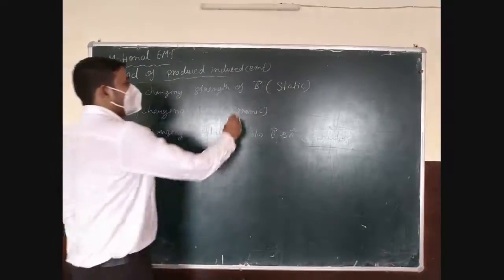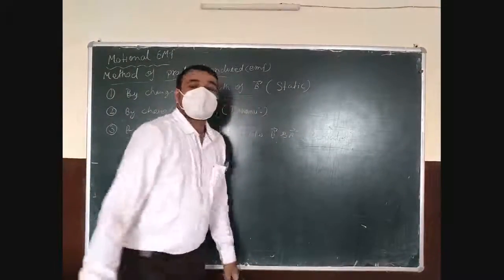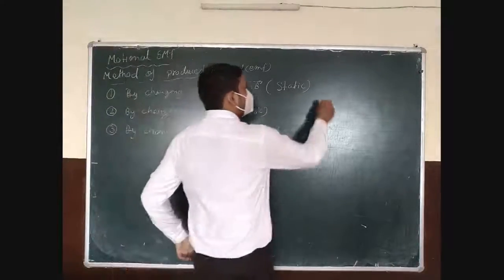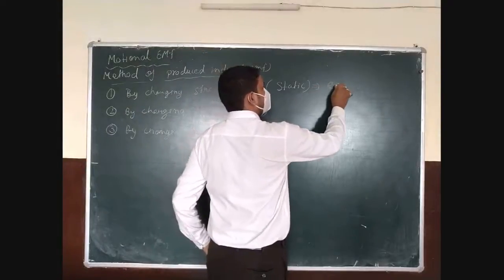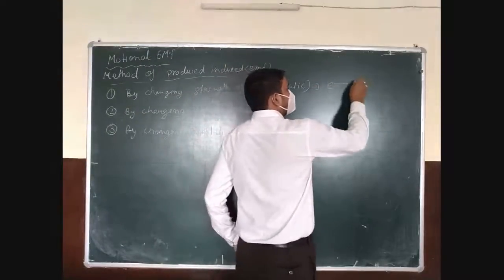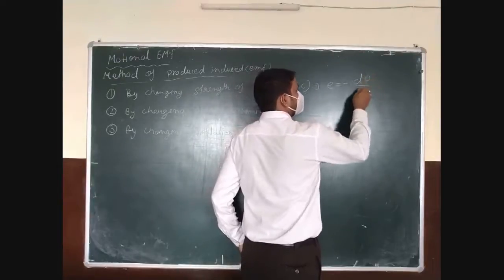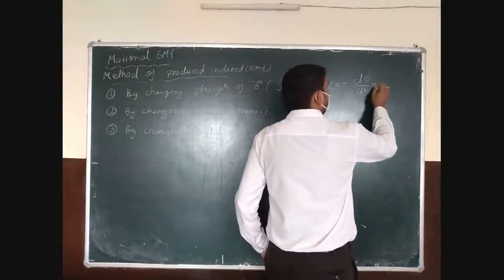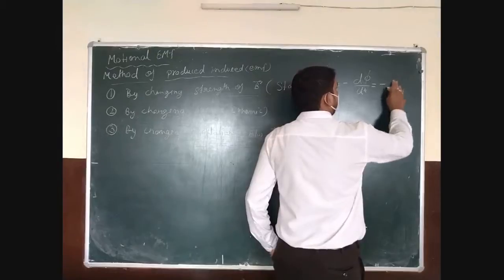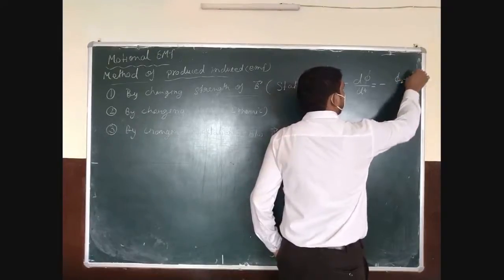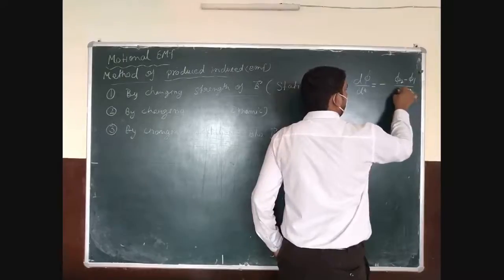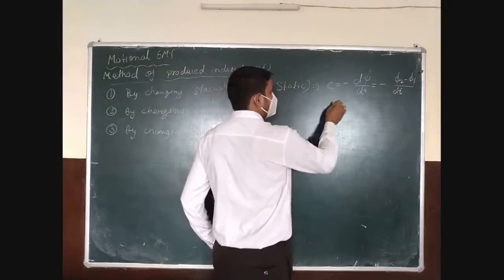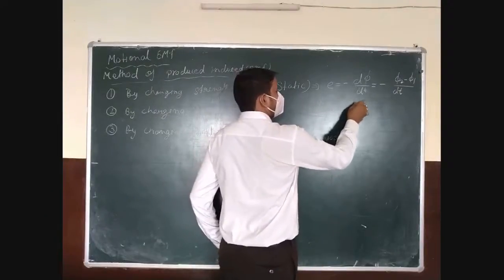Now, we have done this in Faraday's experiment: by changing the strength of the magnetic field, the induced EMF is given by the negative rate of change of magnetic flux, that is, minus (phi2 minus phi1) upon dt. As you know, this phi is given by B A cos theta.